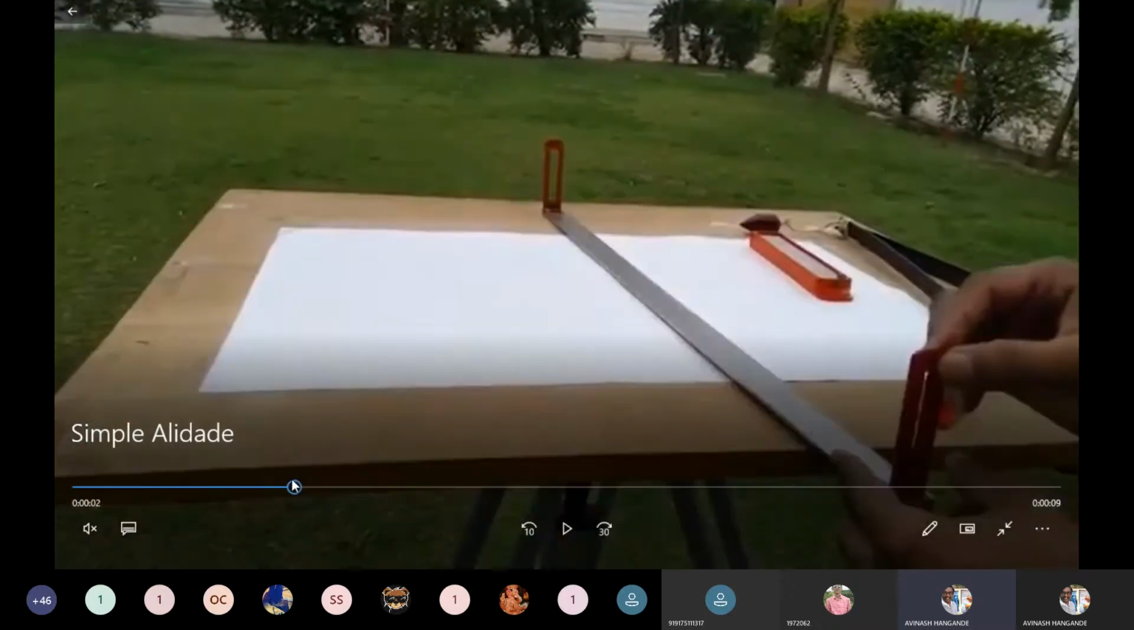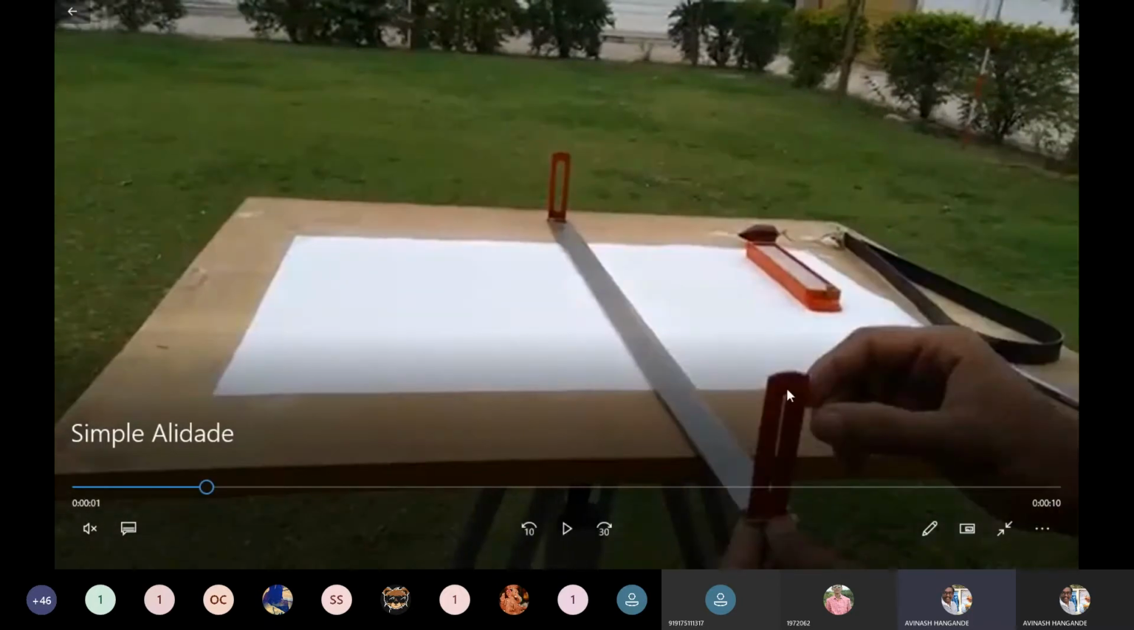Here we can see this first slit. This is known as the eye slit. It is a small vertical slit, and it is always in the direction of, or towards, the observer. Remember that it is towards the observer.